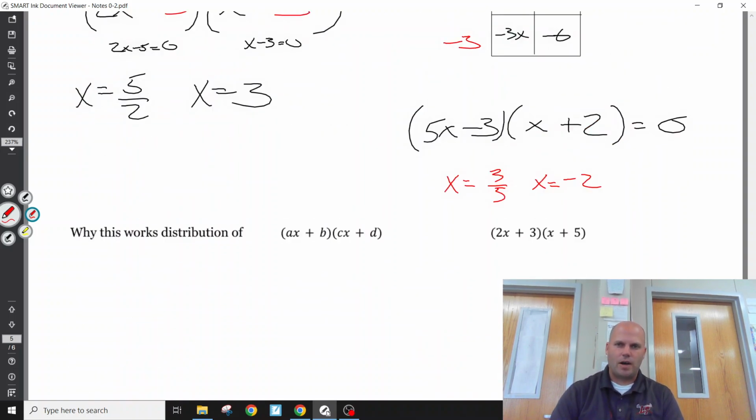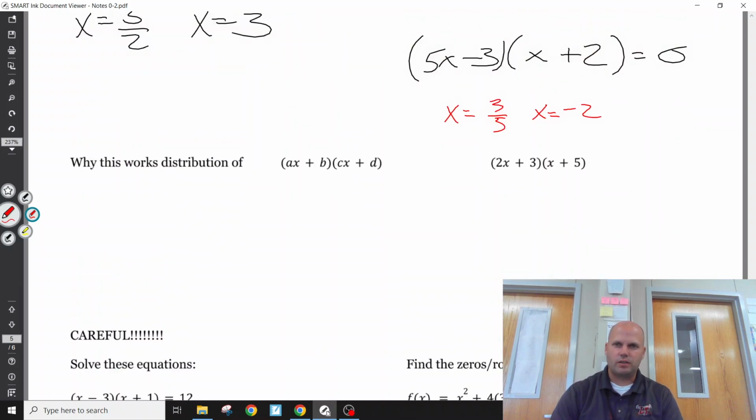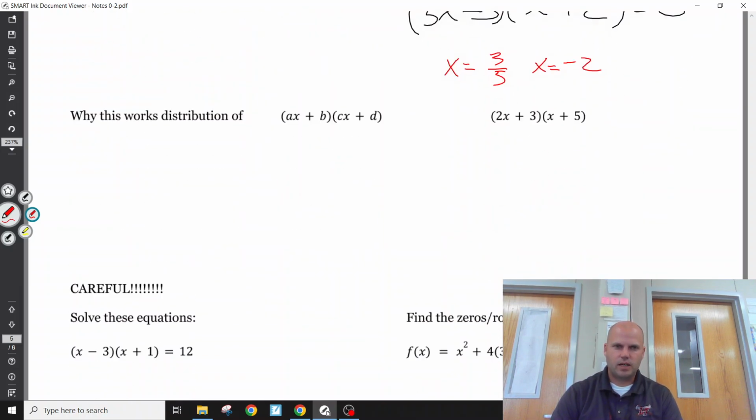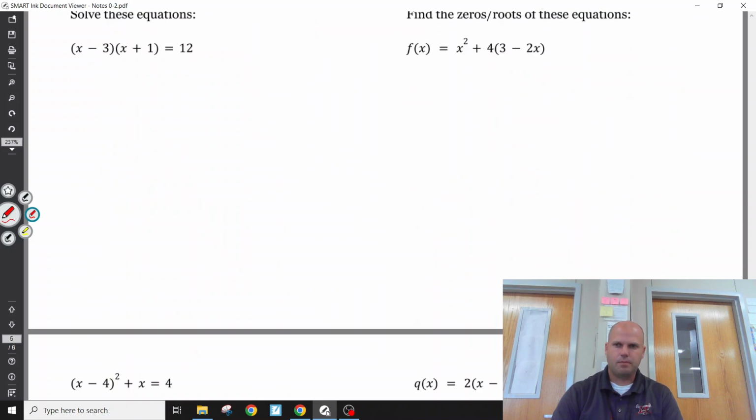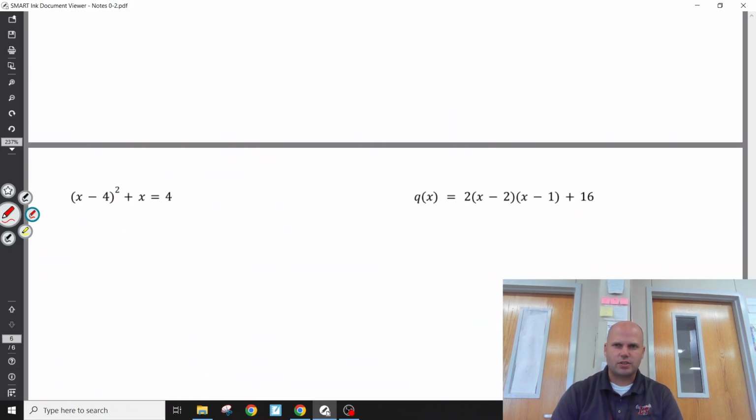I kind of tried to show why this works. It's confusing why it works. I'm not even going to bother. All right, let's get to the last couple questions.